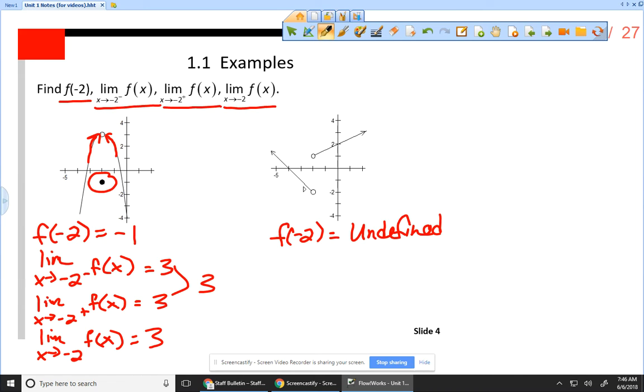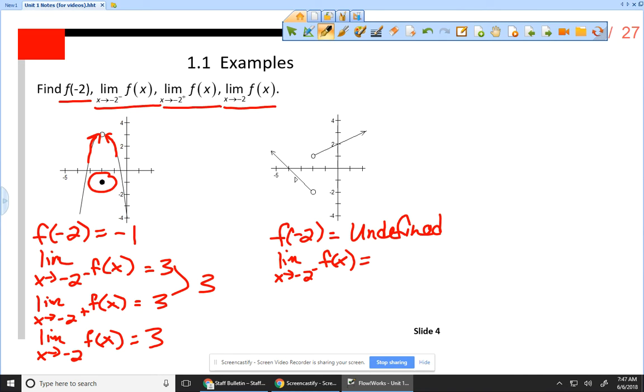Now, if one of those was a closed circle, then the y value of that closed circle would then be the value of the function. However, what if both of the circles were closed? Well, that's kind of a trick question, because then this thing would not be a function because it would fail the vertical line test.